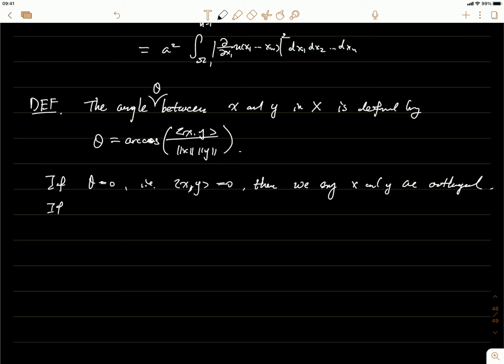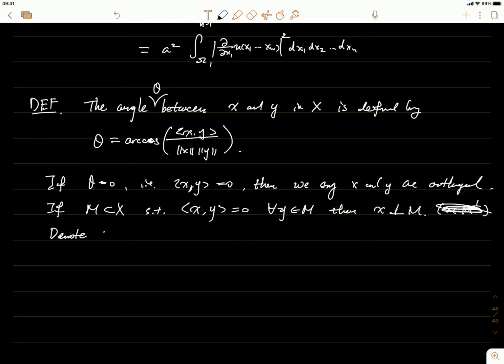And if we have a set M such that the inner product of x and y is equal to 0 for any y in M, then we say that x is perpendicular to M, or is orthogonal to M. Or we can say that x is in M perp, where M perp denotes all the x in the space such that x is perpendicular to M.